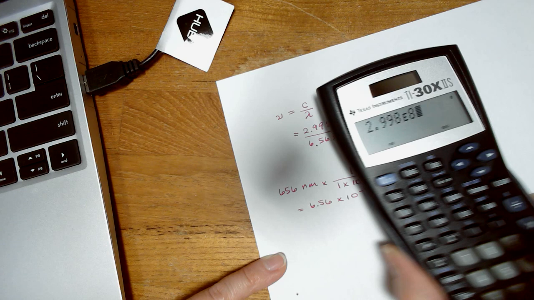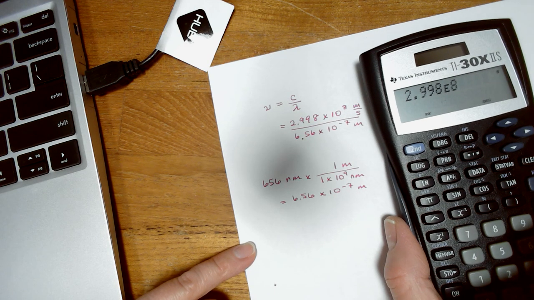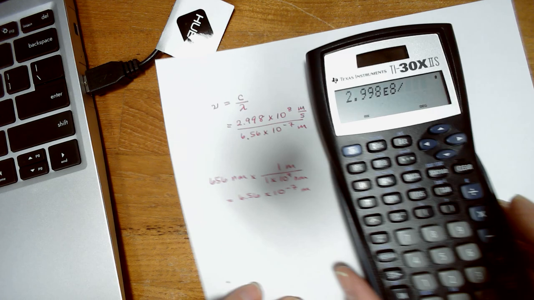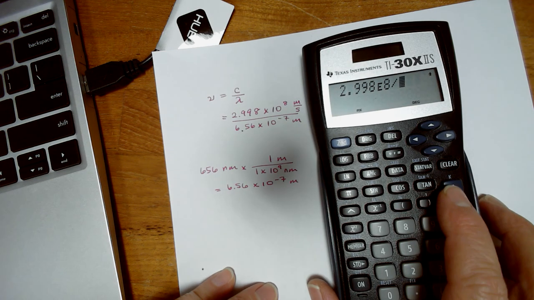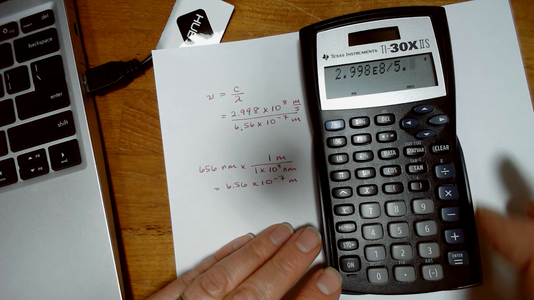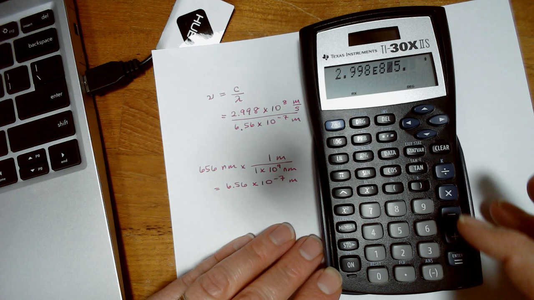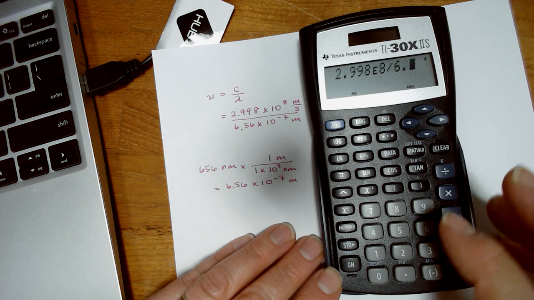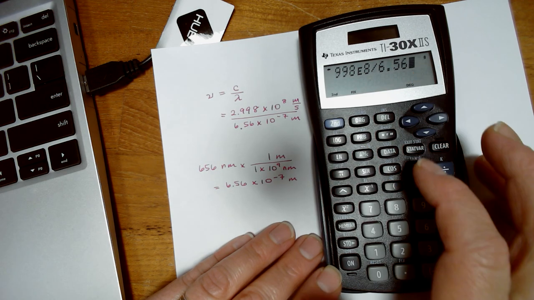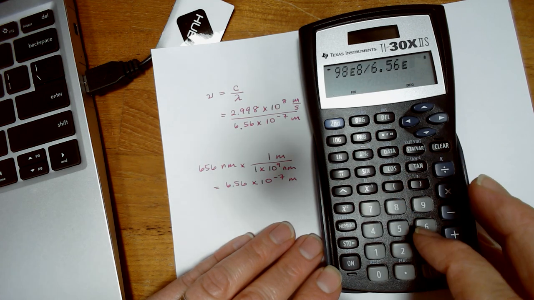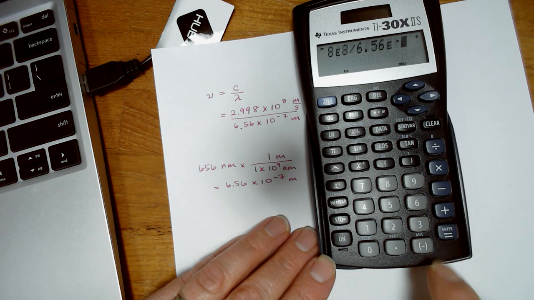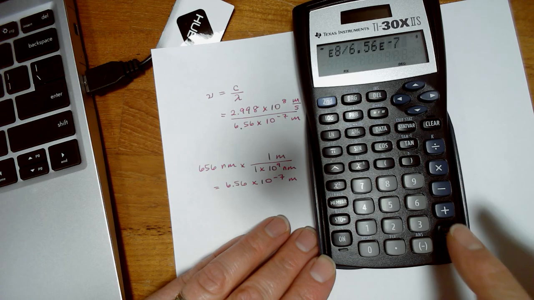I've put in the speed of light already. So now I need to divide. Here's the divide button, and I'm going to type in 6, not 5, 6.56, and then I'm going to use second function and the EE button again, and now I'm going to use this button for the plus minus and 7, and we hit enter.